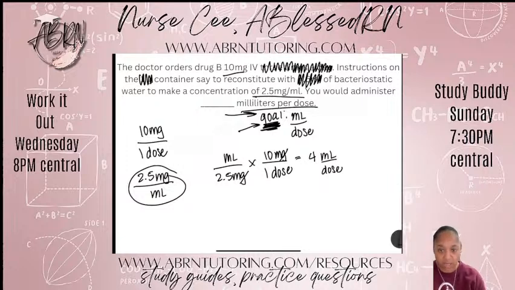Okay. So I got 4 milliliters per dose. Y'all got that? We got it. Reconstitution. We know we're not going to look at all that extra fluff stuff. We just want the concentration of the medicine after it has been reconstituted, if it is asking for your milliliters per dose, okay? Or milliliters per day.